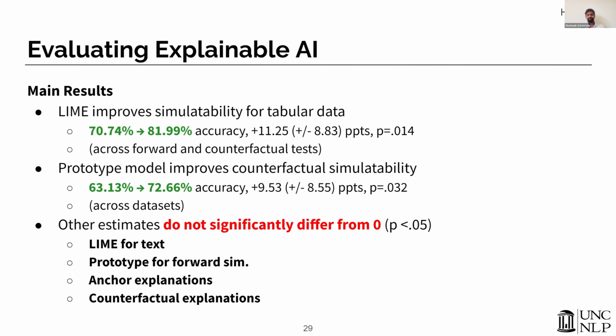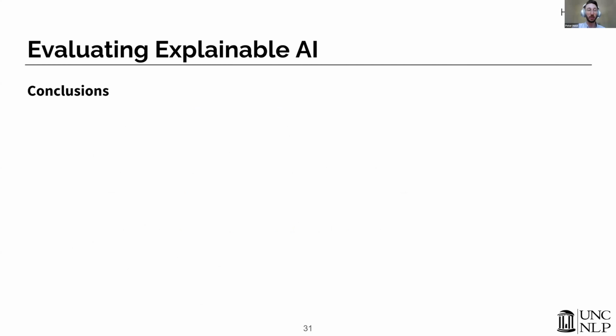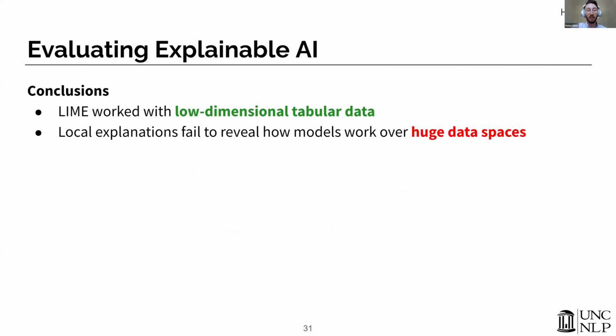Thank you. Okay, so I'll wrap up with some conclusions here. LIME seemed to work pretty well with this kind of low dimensional tabular data. I realize I haven't exactly defined tabular data for some of the audience, but that means data that's like a table, with individual entries for people, things like people's age, marital status, well-defined things like that.